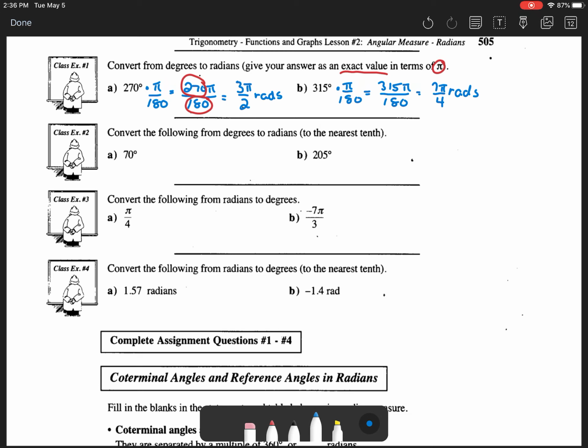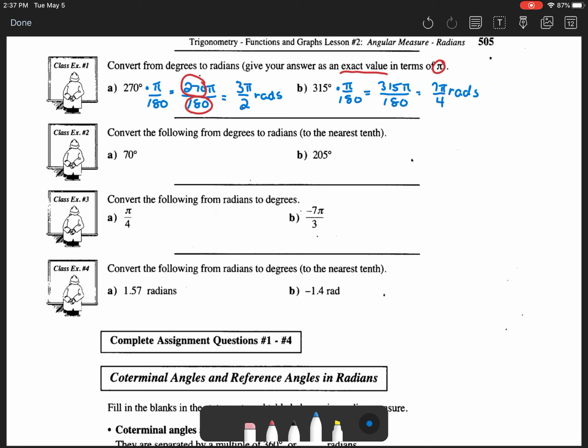Don't forget on your calculator, you do have a button that will reduce fractions to lowest terms. So all you do is go 315 divided by 180, press math, and then option 1, which is fraction, enter, and it'll give you 7 over 4. So if you need help reducing fractions to lowest terms, your calculator will aid you in doing that.